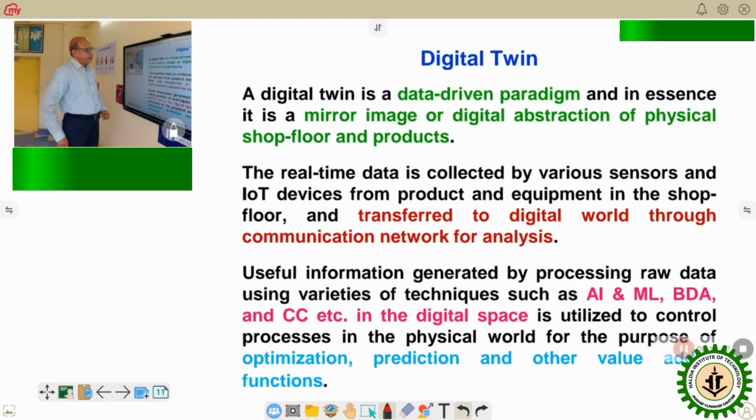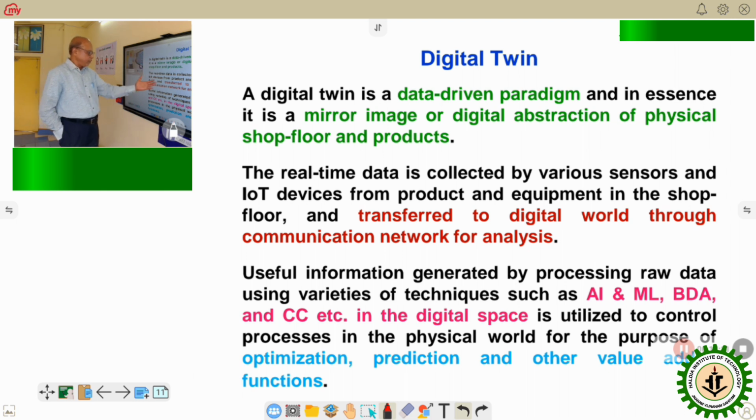So, a digital twin is a data-driven paradigm. As I told in the last lecture also, this SM and CPPS is basically a data-driven or data-intensive paradigm. So, the digital twin is a data-driven paradigm, and in essence, it is a mirror image or digital abstraction of the physical shop floor and the products. The real-time aspect, which we discussed earlier, is the same thing.